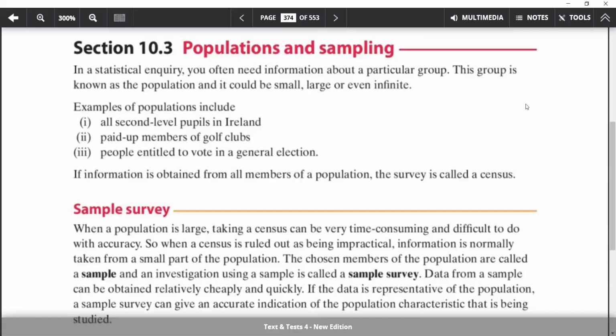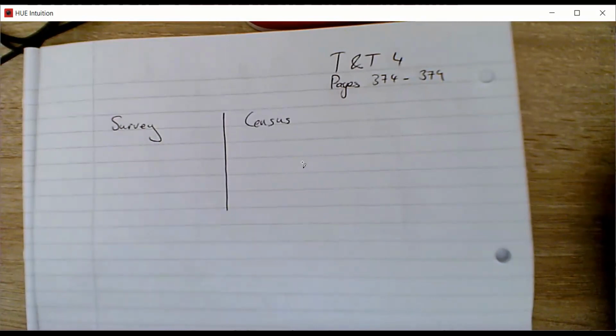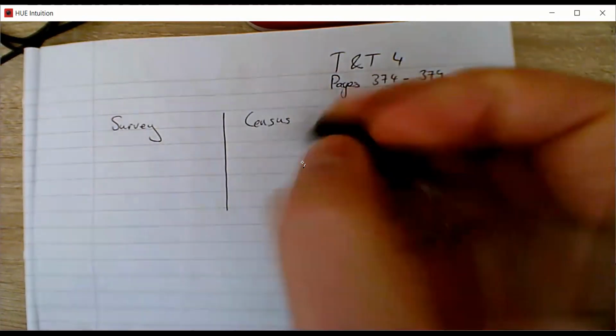Hi everyone, we're on page 374 here, text and test 4, populations and sampling in statistics. I'm going to start off by just talking about the difference between a survey and a census when you have a large population or a population that you want to work with.